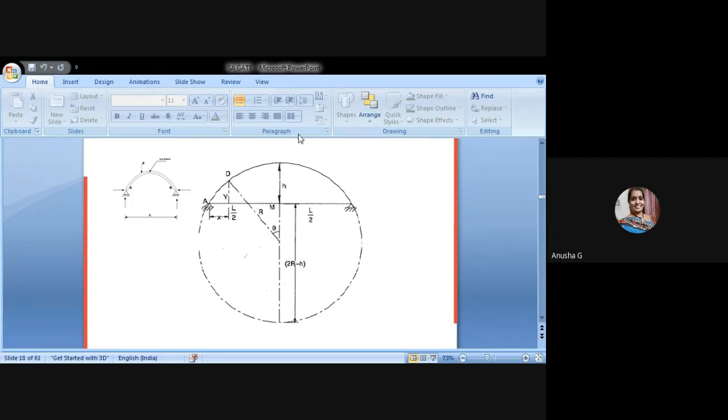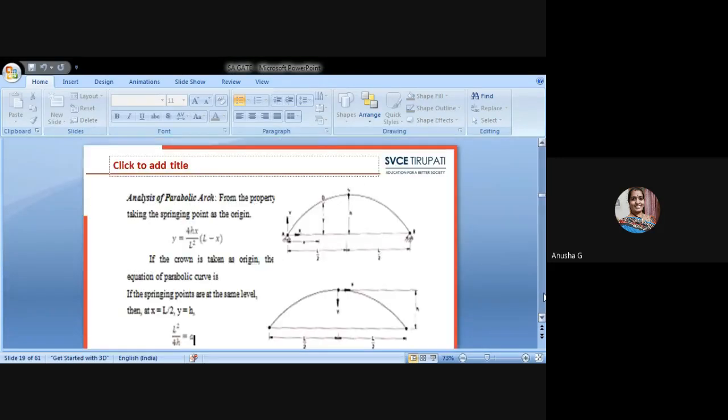Whenever we are constructing an arch, whether a 3 hinged arch or a circular arch, we have to take the dimensions using this formula. Based on that, we then have to find the parabolic arch. How will we get the distances? That is, for each and every point, how do we calculate the distance?